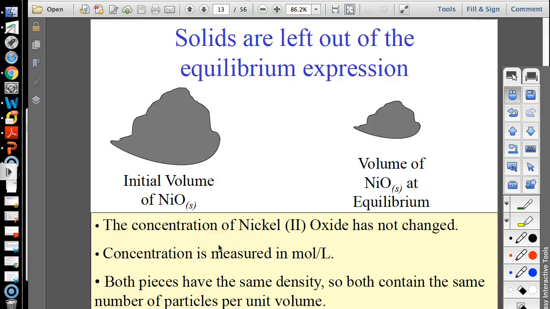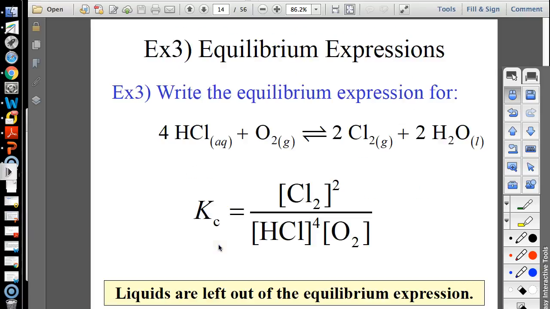So this is what I was talking about. They have the same density, the same particles per unit, so we're not going to put solids in. Also, liquids do not get put in because the moles per liter are not really changed. And in aqueous reactions, when we have an amount of water and a small number of ions reacting, the amount of water formed or present isn't really changing anything. So it's not significant enough to put in the equilibrium expression.